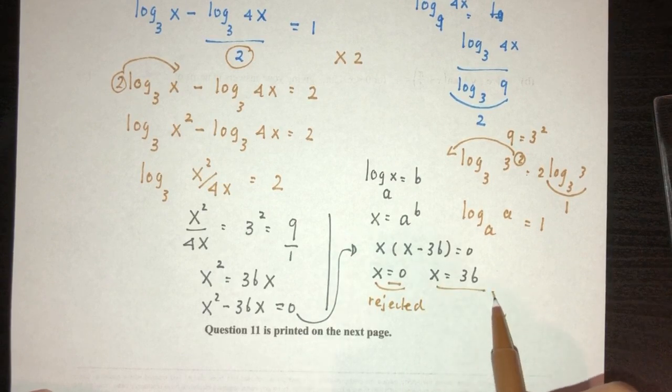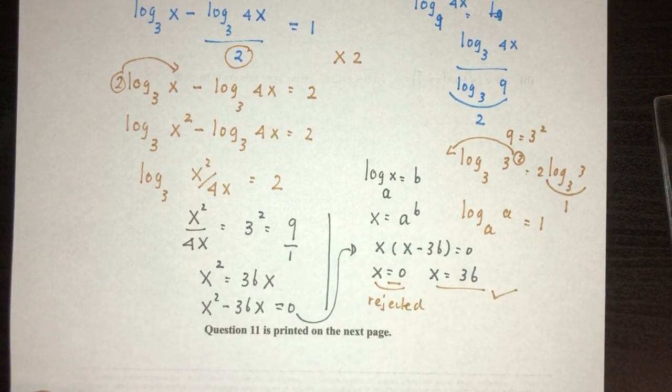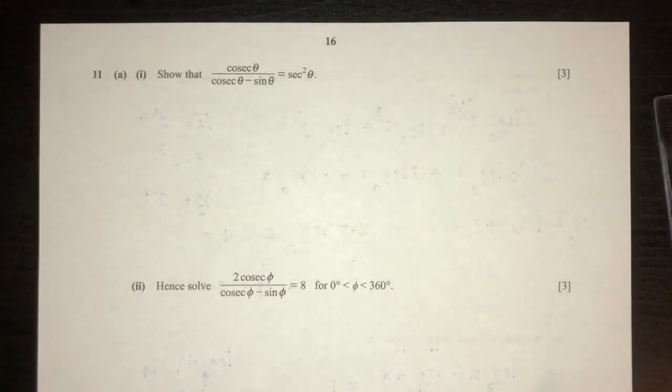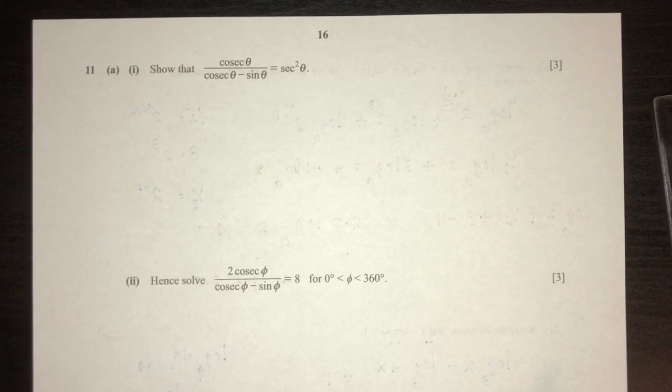So only one value will be possible for x equal to 36. And that is your question number 10. Now let's move on to question number 11. That is the last question, I believe, and let's see how we can do this.